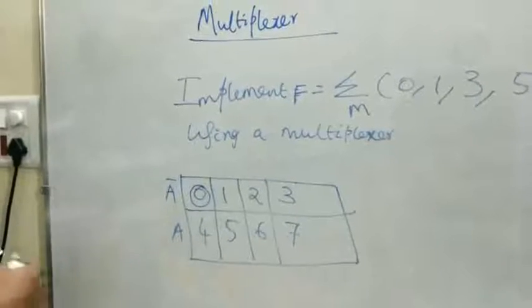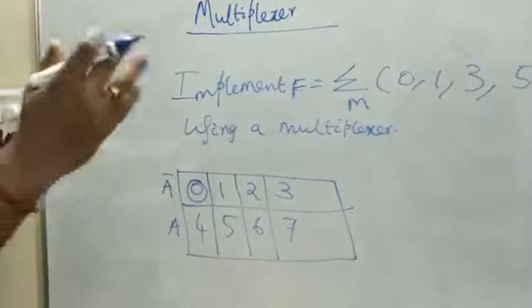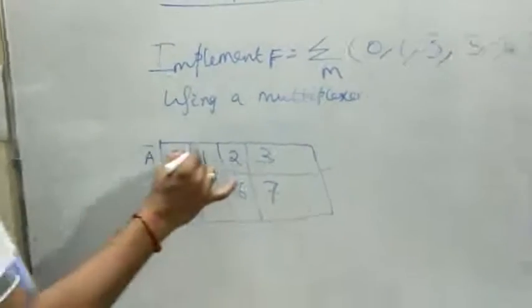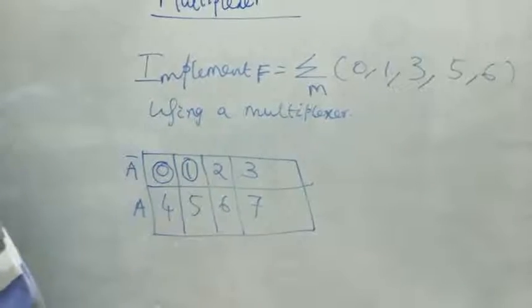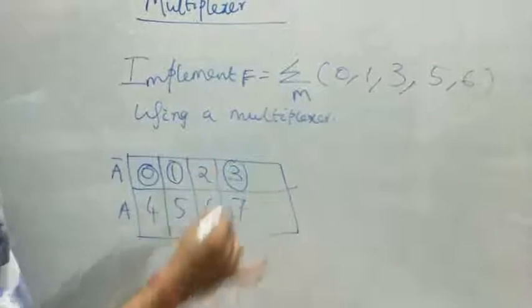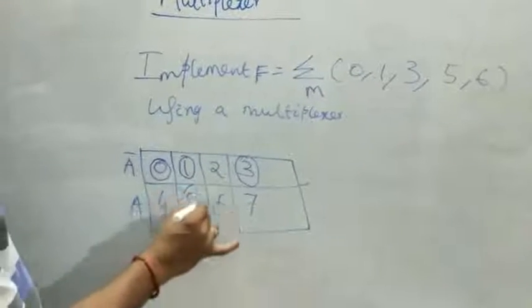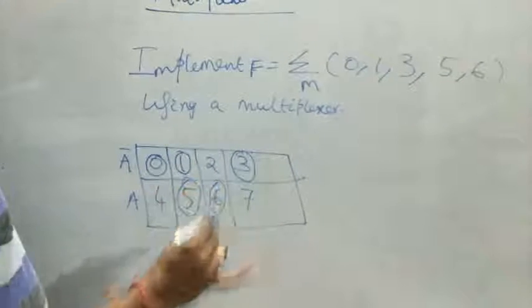Now you start circling the terms which are present in the given problem. 0, 1, and then 3, 5, and then 6.